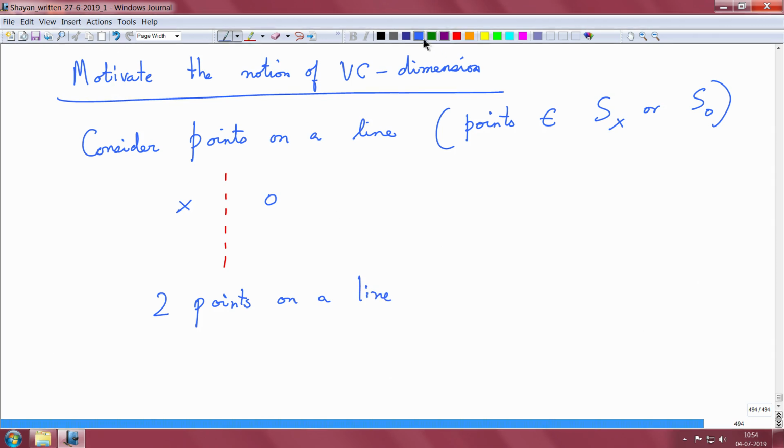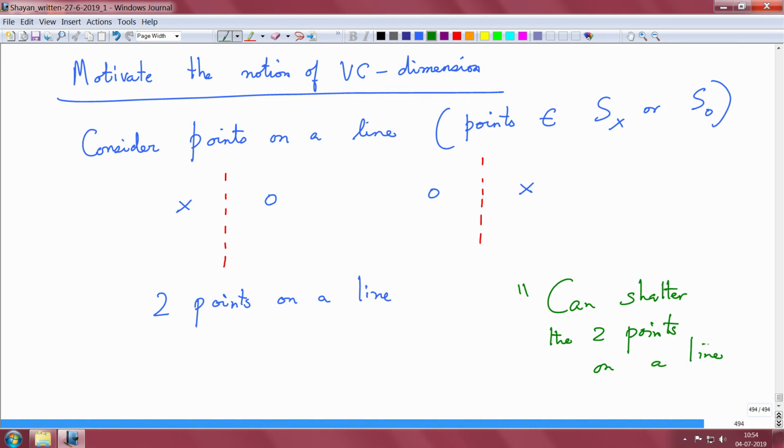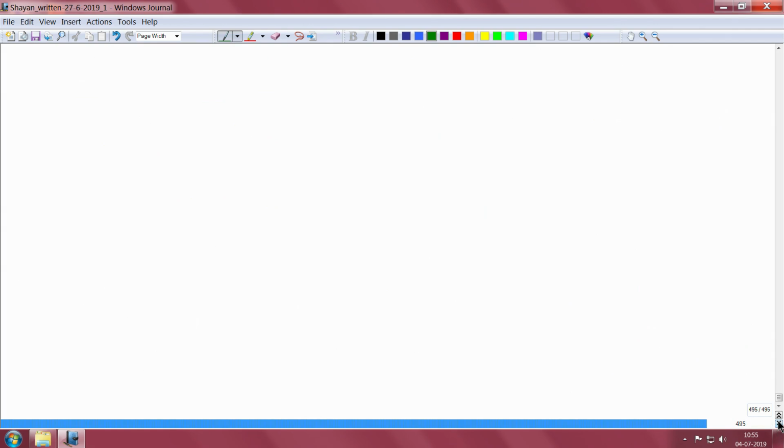And it does not matter if I had a circle here and a cross here in a different space, and you know it is still possible, right. So from our definition we can shatter the 2 points on a line. This is no problem. Let us go one step further.